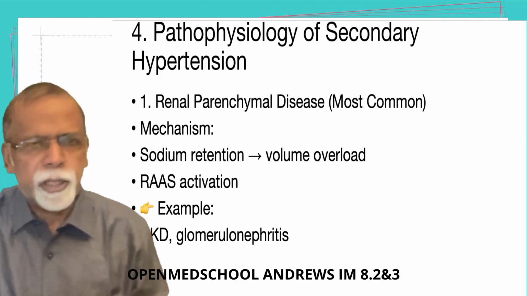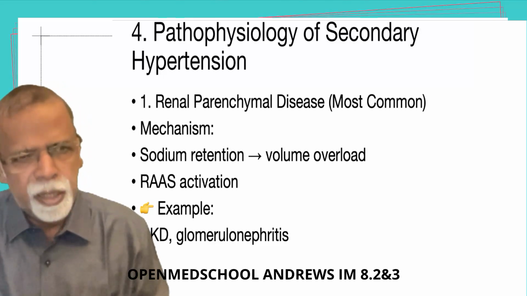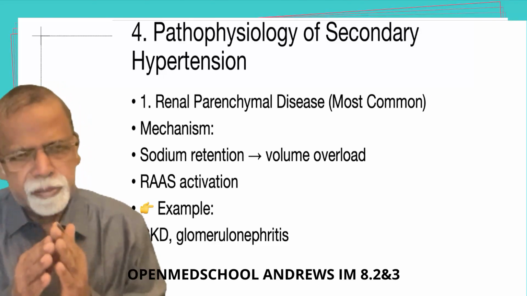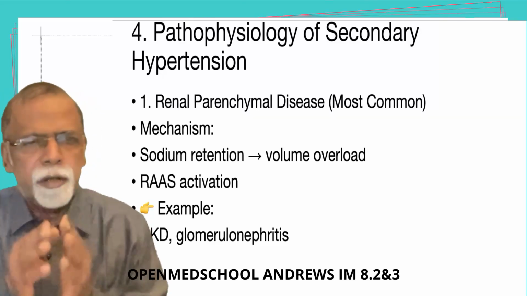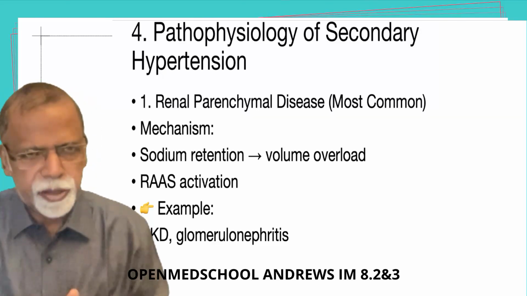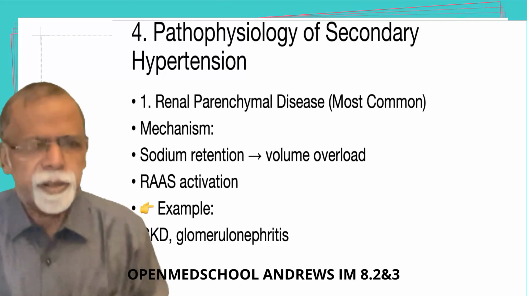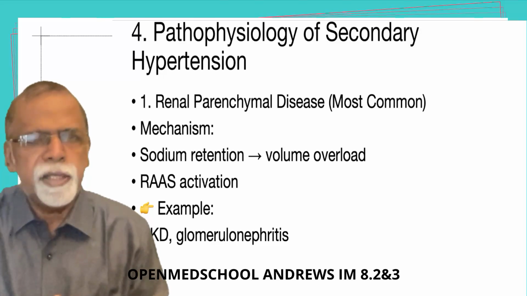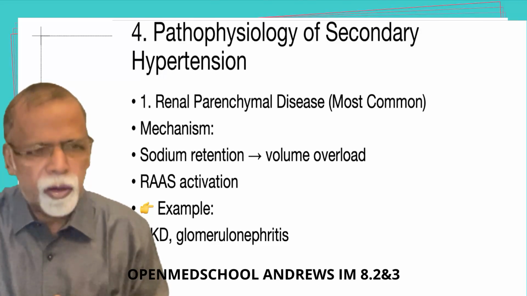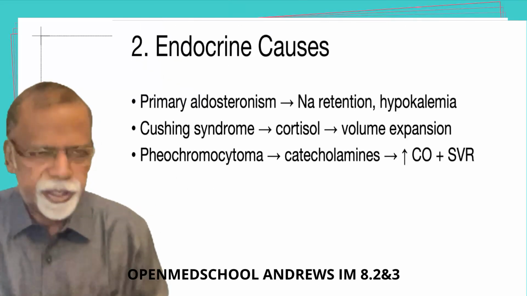Now we go into the pathophysiology of secondary hypertension. We have mentioned that 90 or 95% of hypertension is essential, and there is no single etiology. But when there is a single etiology, such hypertension is called secondary hypertension. Among the secondary causes, the most important and most common is renal parenchymal disease. It produces sodium retention, volume overload, and RAAS activation. Examples are chronic kidney disease and any glomerulonephritis.